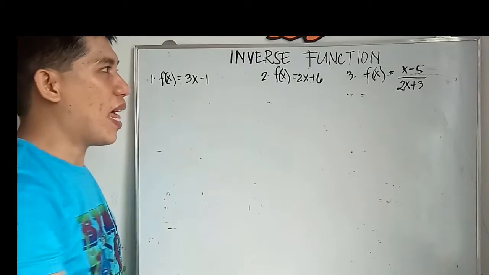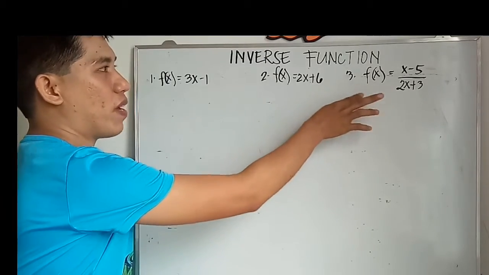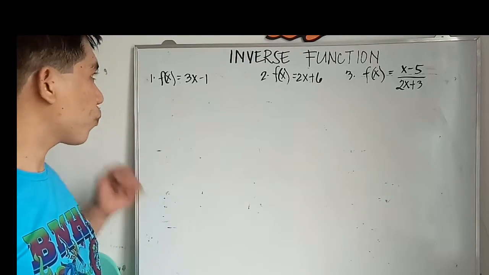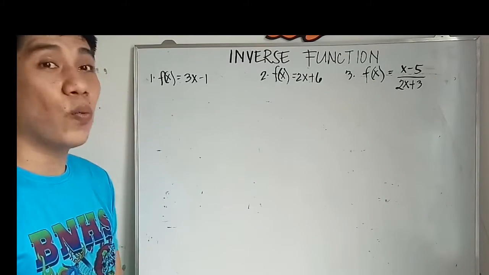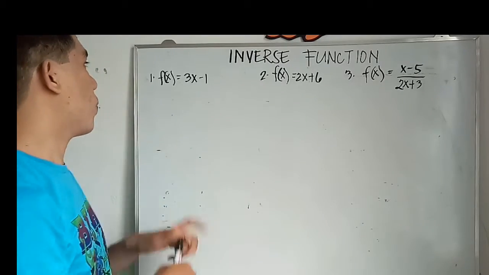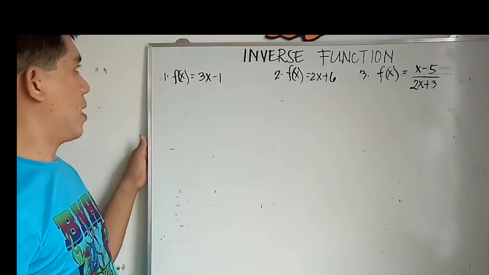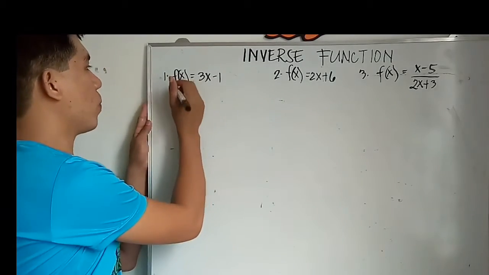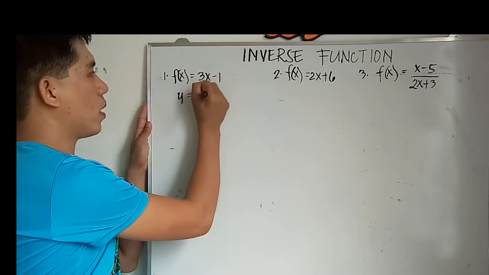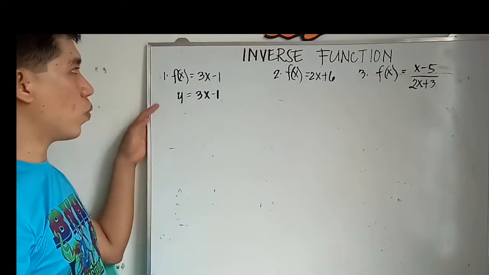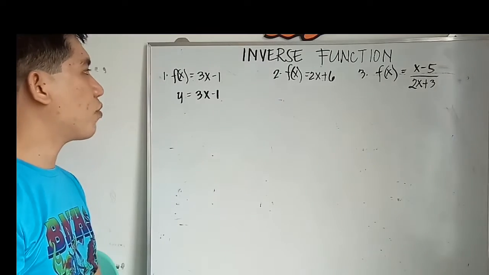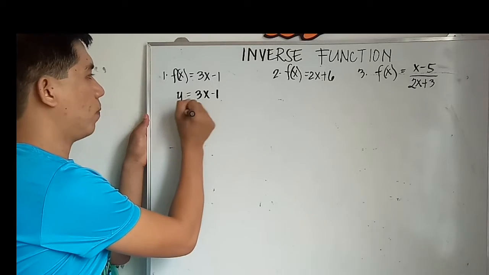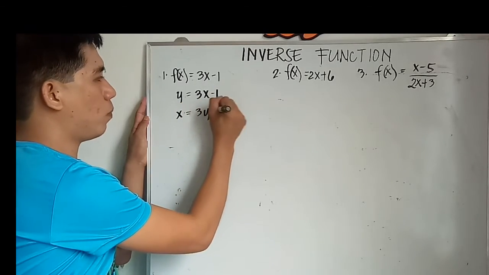Since we have determined already that these are one-to-one functions, we will proceed to the second step, which is to change f of x to y. Okay, so we have f of x equal to 3x minus 1. So this would be our first one-to-one function. So we have here y is equal to 3x minus 1. We change f of x to y. Then after this we are going to switch x and y. y will become x and x will become y.